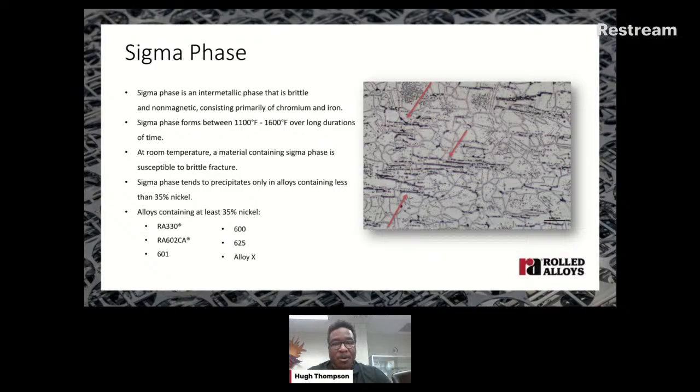Sigma phase tends to form between the temperatures of 1100 and 1600 degrees over long durations of time. During operating temperatures, sigma phase is of little concern. It's once the material returns back to room temperature where it can be likely susceptible to brittle fractures. Sigma phase tends to precipitate only in alloys that contain less than 35% nickel. Some alloys that contain at least 35% nickel are going to be RA330, RA602CA, the 601, as well as 600 and 625, as well as alloy X.